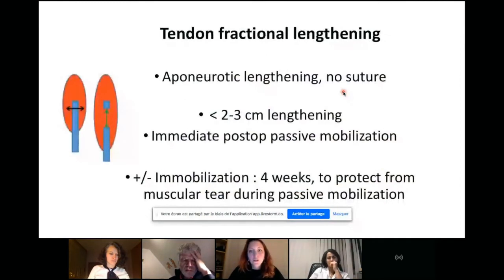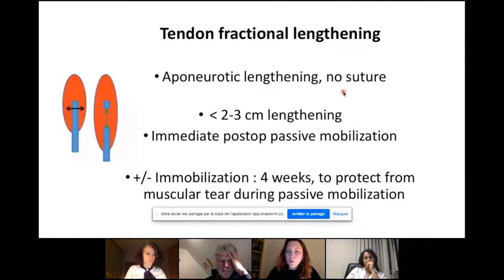The second type is the fractional lengthening on the aponeurosis. We don't need any suture. Mainly, we cut the white into the red. The difference with the intratendinous lengthening is that the lengthening is a maximum of 3 centimeters, so it's for small lengthenings. We can theoretically immediately mobilize the patient postoperatively, but we prefer to cast the patient for 4 weeks to avoid any muscular tear during passive mobilization.